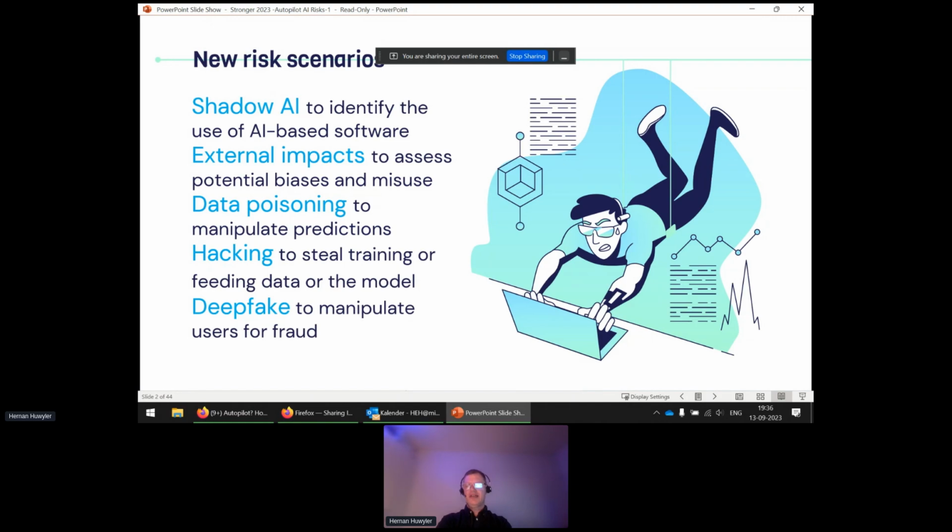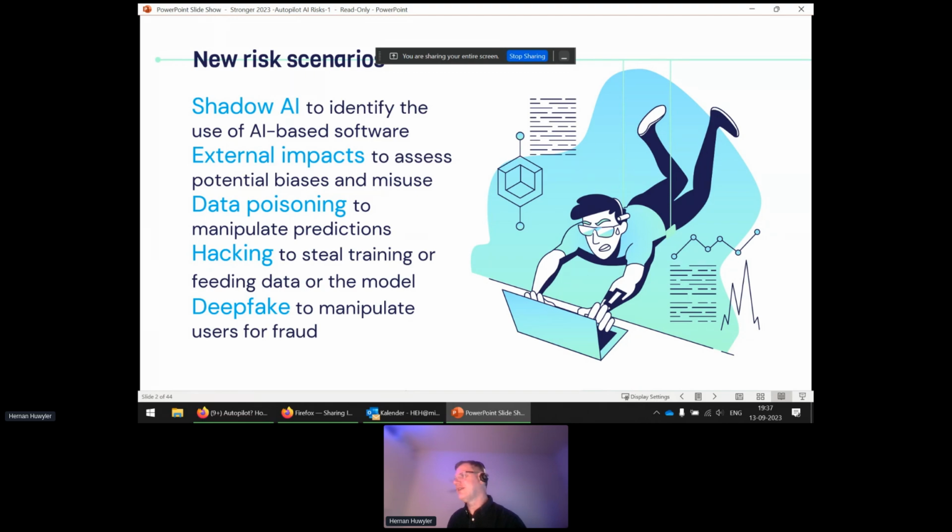Another scenario that is hitting this area is data poisoning. How data can be manipulated in order to change the predictions, how the algorithms can be confused in order to provide an output that will have some incentive for somebody, particularly an adversary, affecting the operations.